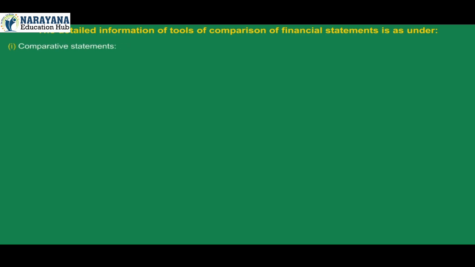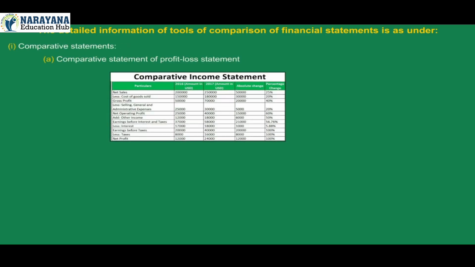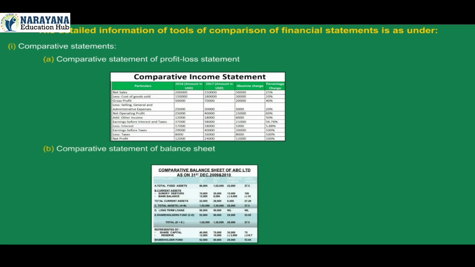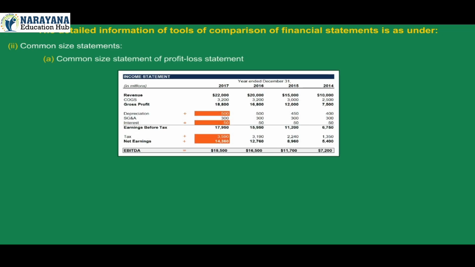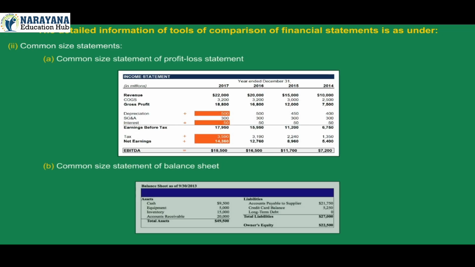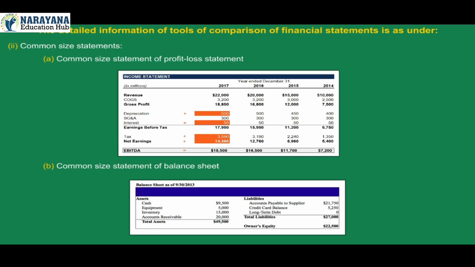1. Comparative statements. A. Comparative statement of profit and loss statement. B. Comparative statement of balance sheet. 2. Common size statements. A. Common size statement of profit and loss statement. B. Common size statement of balance sheet.